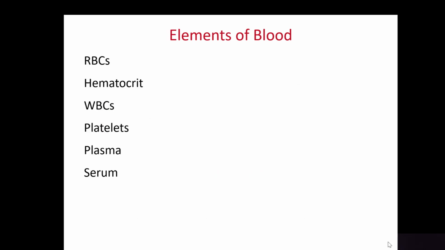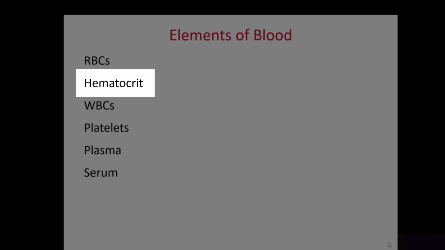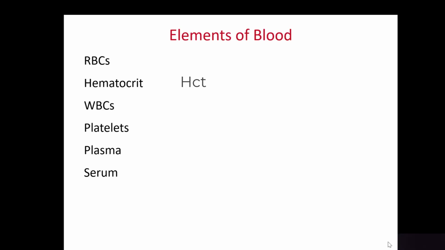Okay, so let's review these terms. RBCs are red blood cells. It's the abbreviation for red blood cells, which is one of the formed elements. And red blood cells are responsible for transporting oxygen. Hematocrit was the percentage of blood volume composed of red blood cells, and HCT is the abbreviation for hematocrit.